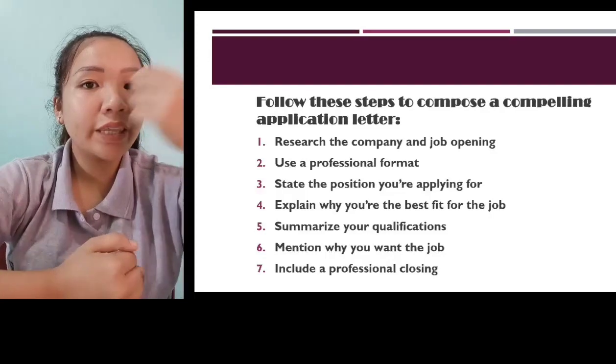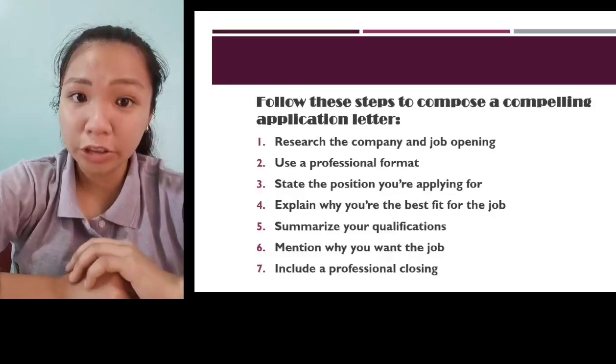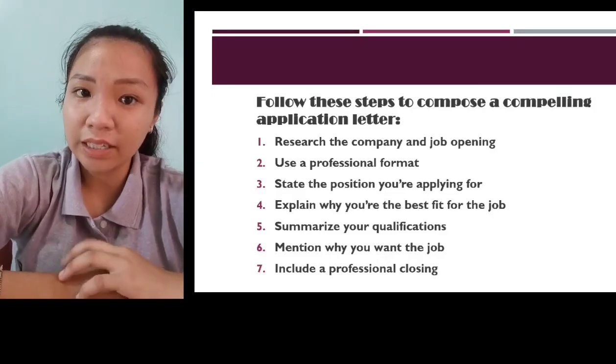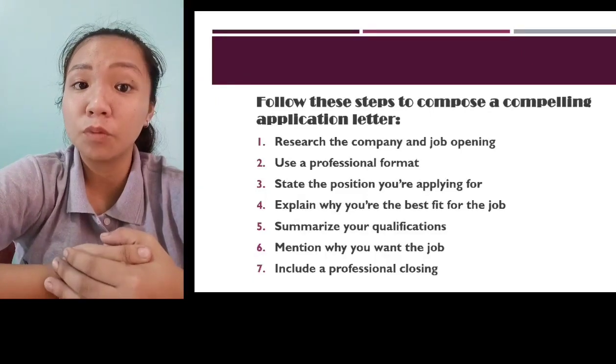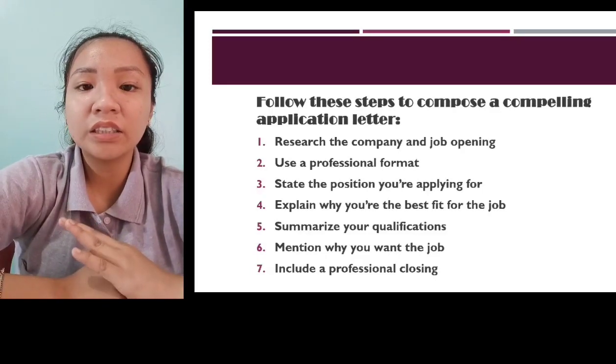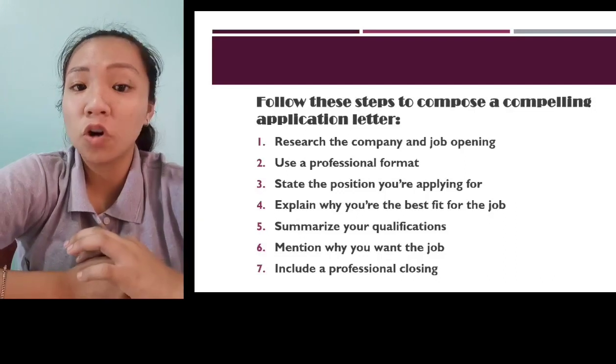The fourth is explain why you're the best fit for the job. In one or two impactful sentences, explain why you're the best fit for this job opening. Provide clear details regarding your experience, skills, education, or certifications.